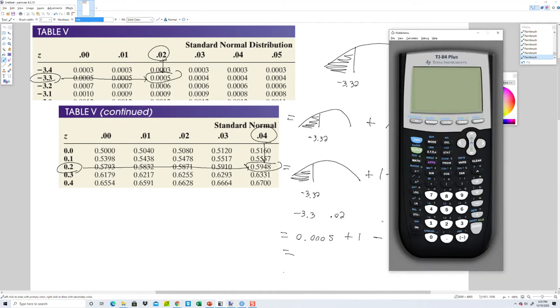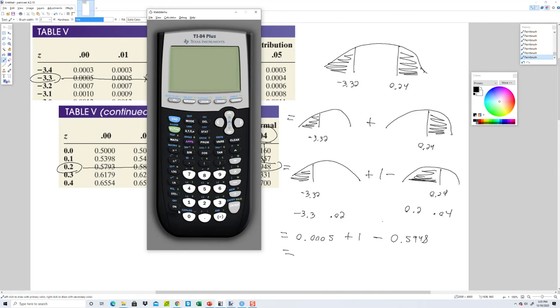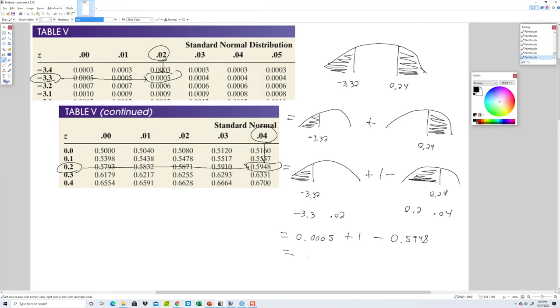And let's see what that gives us. 1.0005 minus 0.5948, 0.4057. Okay, so using R, if I got the same picture, I don't have a form that gives you this.